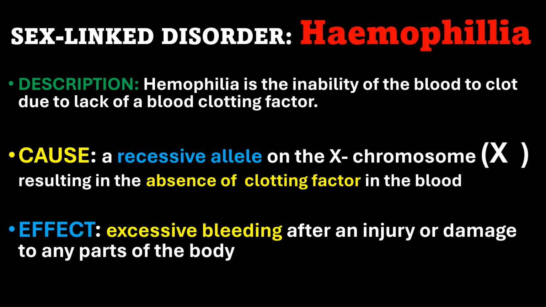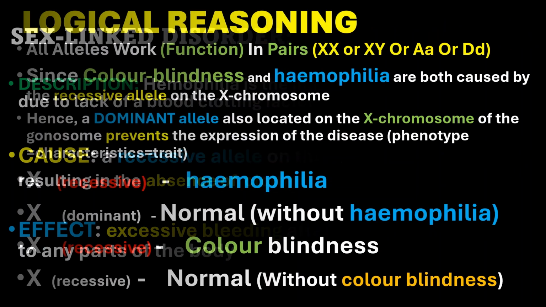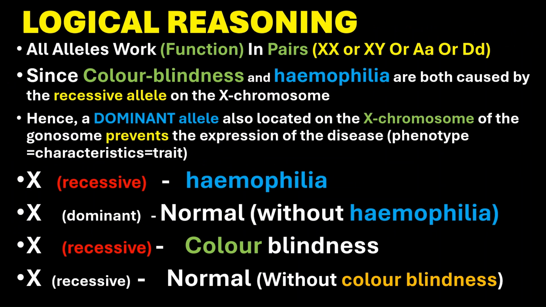So we said the disease is caused by recessive allele on the X chromosome. So the allele is on the X chromosome. Let's go on to some application thinking here. Here we have to know all alleles work or function in pairs. So you're going to need two alleles to produce a phenotype. Why two? Because it takes two to produce a child.